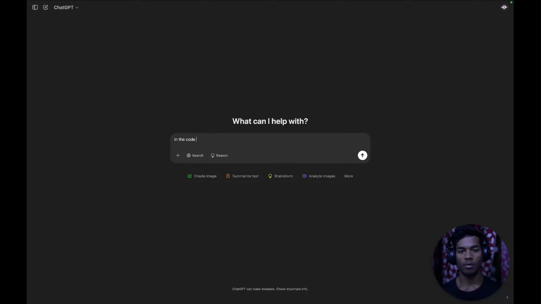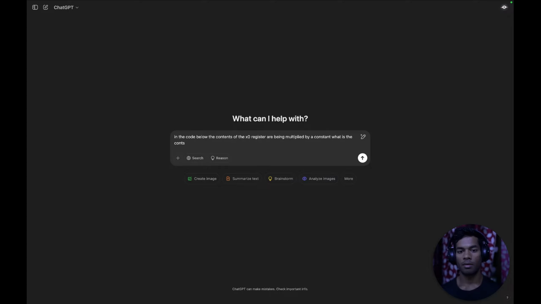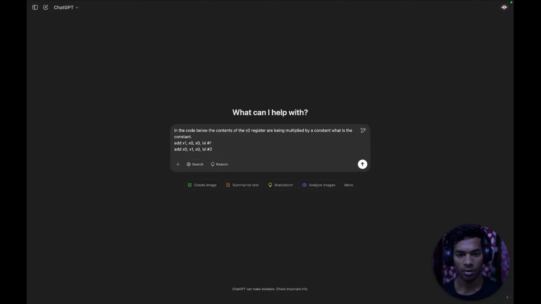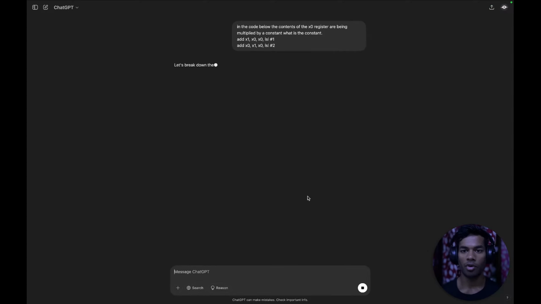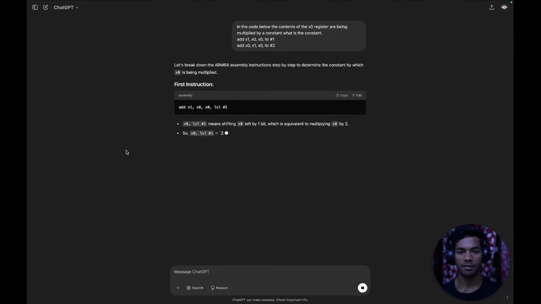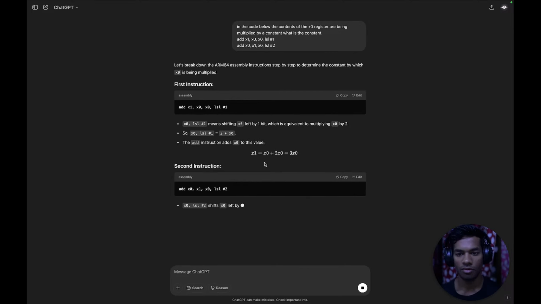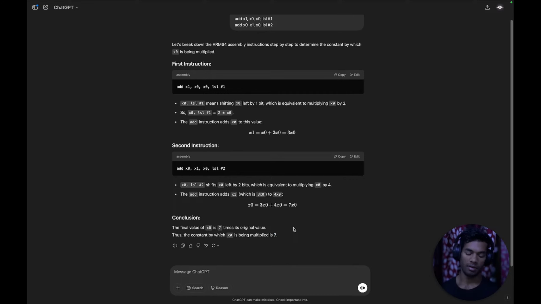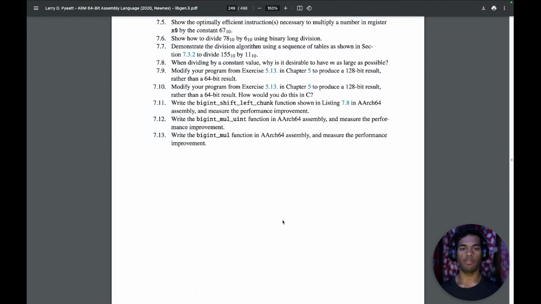In the code below, the contents of the 0x register are being multiplied by a constant. What is the constant? Let's see. I don't know if ChatGPT will get it, but from my side, the answer is 7. Let's see. Yep, 3x. That is cool. 3x plus 4x, 7x. So the answer is 7. Yep, that is cool. ChatGPT got it.